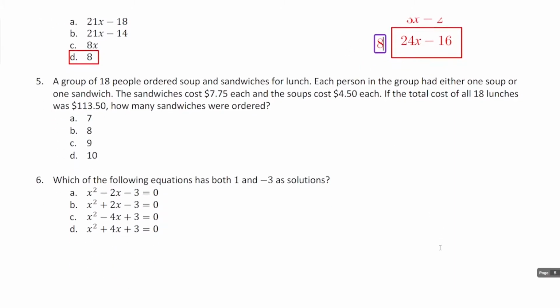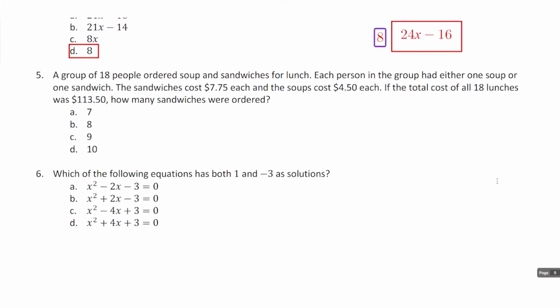Number 5 says a group of 18 people ordered soup and sandwiches for lunch. Each person in the group had either one soup or one sandwich. The sandwiches cost $7.75 each, and the soups cost $4.50 each. If the total cost of all 18 lunches was $113.50, how many sandwiches were ordered?